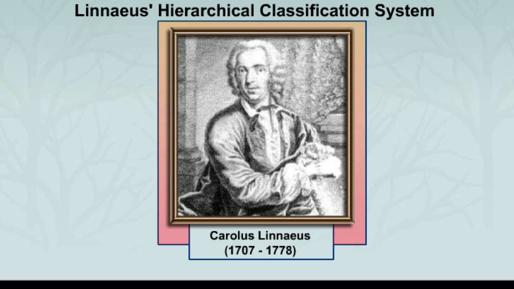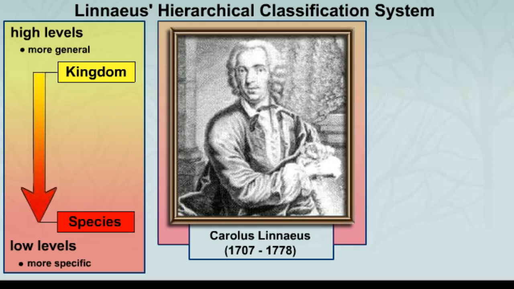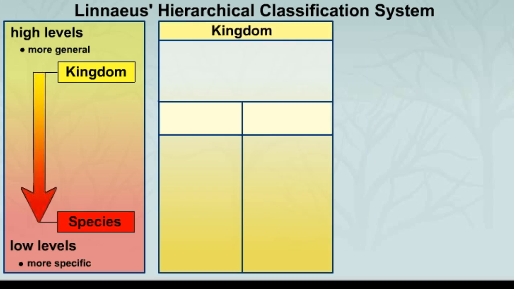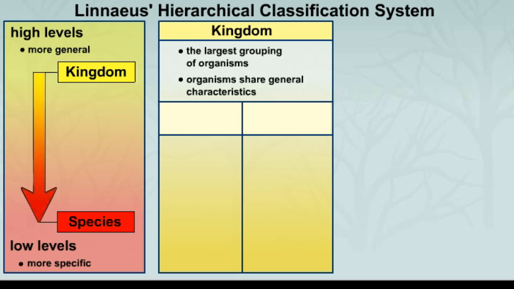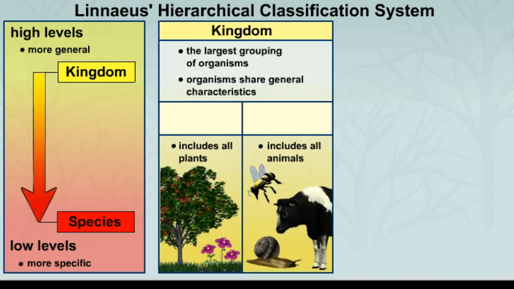Linnaeus's hierarchical classification arranges organisms from high levels to lower levels. The kingdom level of classification is the largest grouping of organisms. Organisms in the same kingdom share general characteristics. Like Aristotle, Linnaeus recognized that many organisms could be arranged into two major groups, plants and animals. He classified and named the two groups Kingdom Plantae and Kingdom Animalia.